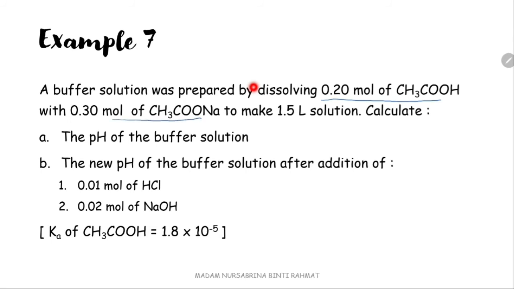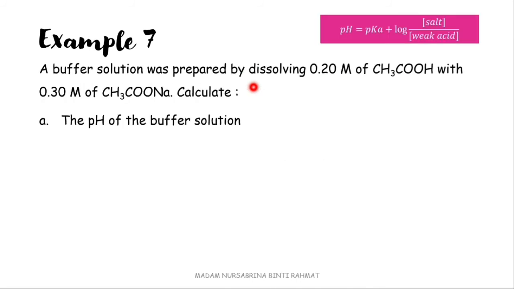In the question, sometimes they might give you the number of moles and the final volume. Sometimes they will give you the concentration, and sometimes they might give it in the form of mass. Whatever it is, to use your Henderson-Hasselbalch equation, you need to make sure your salt and weak acid or weak base are converted into concentration. So you need to find out the concentration. First, you have to calculate the pH of the buffer solution.